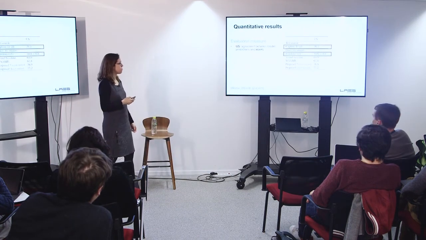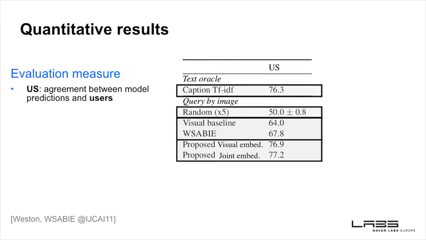And these are the results we got. So again, upper bound. Upper bound is if we were cheating and having access to the text. If we use the text to decide if 2 images are similar or not, remember the text is getting us this 76%.